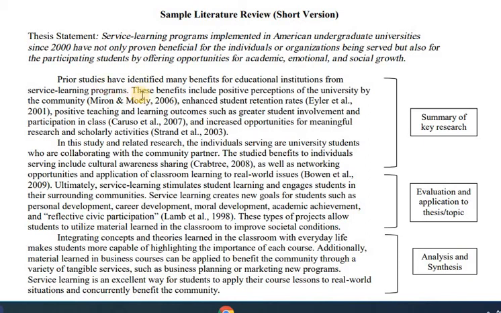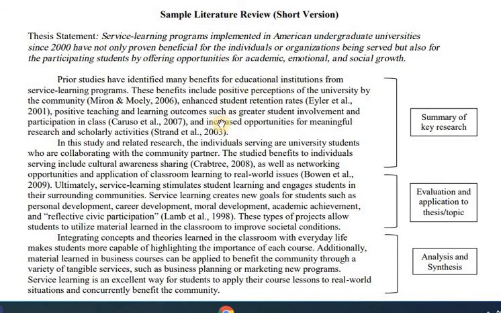So he will state, these benefits include positive perceptions of the university by the community, and here he mentioned the first source, then stated another benefit, which is enhanced student retention rates, and also stated another source, positive teaching and learning outcomes, another source, and increased opportunities for meaningful research, and here is the source. So here he mentioned 4 sources, all identifying the benefits for educational institution.